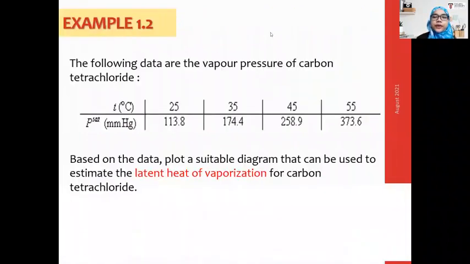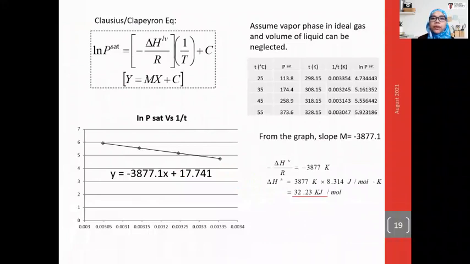Okay, let's refer to the example here. We have the data of temperature and saturation pressure. Based on the data, plot a suitable diagram that can be used to estimate the latent heat of vaporization for carbon tetrachloride. So we can plot the data.